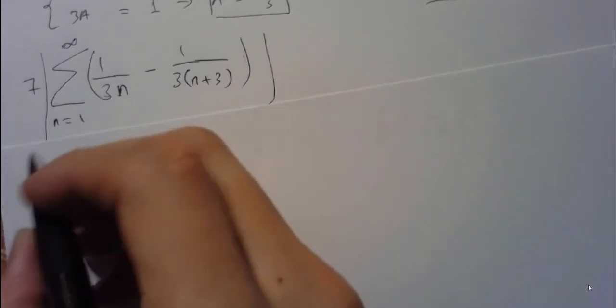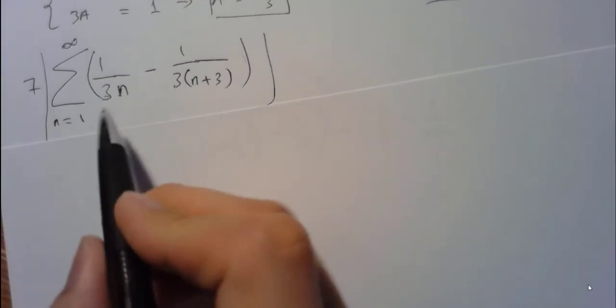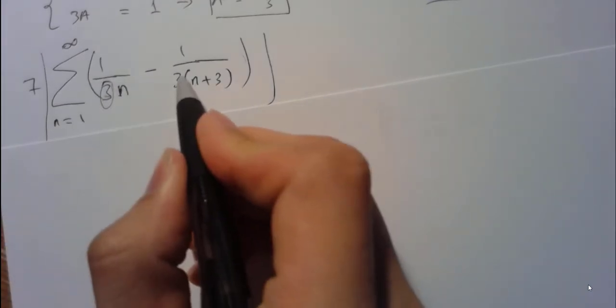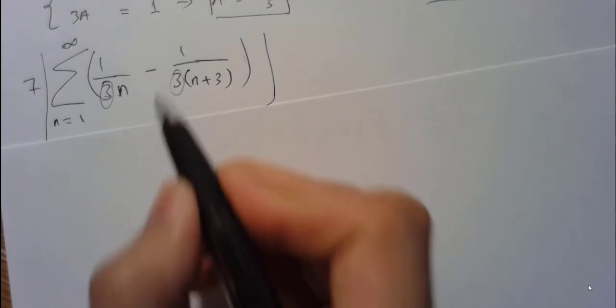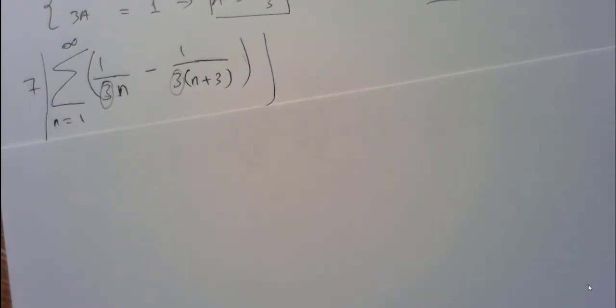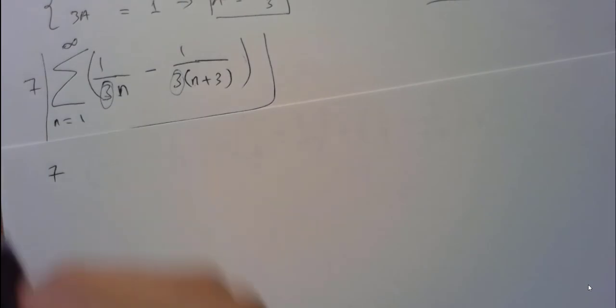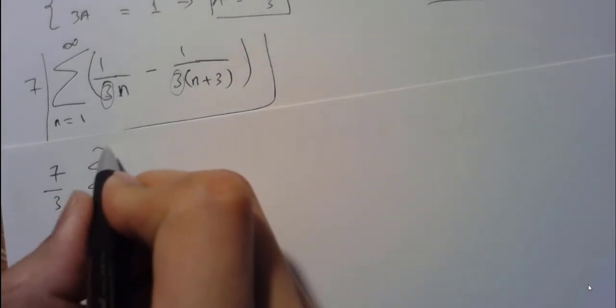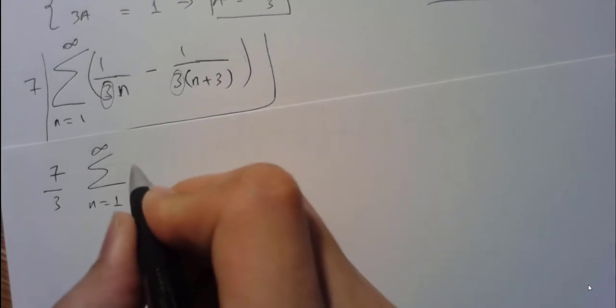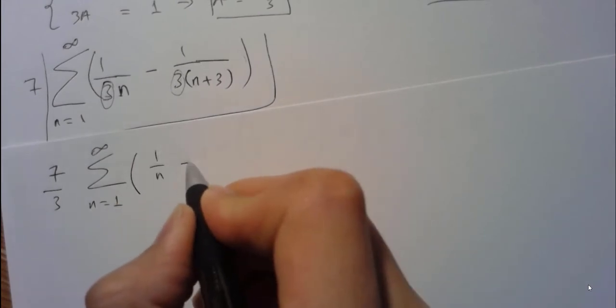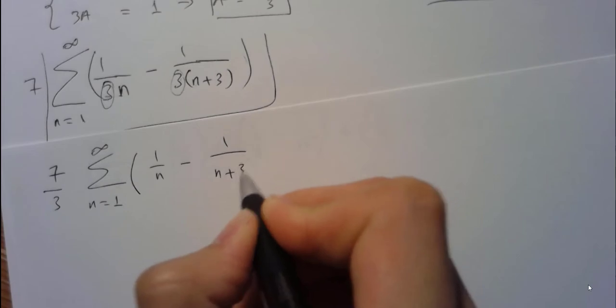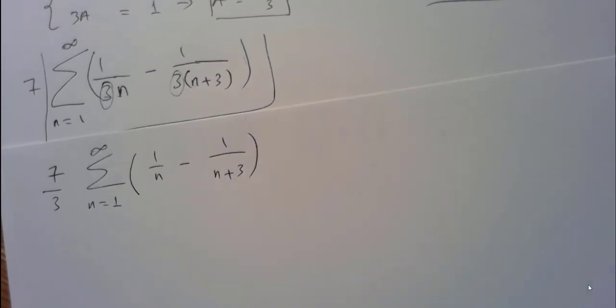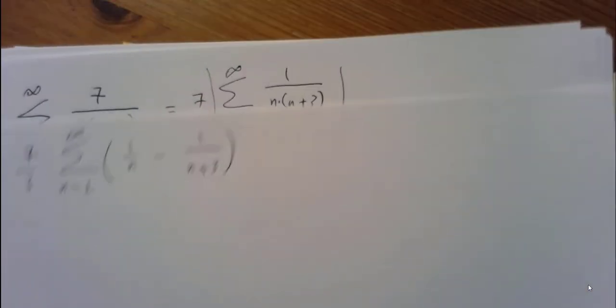Okay, from here, we keep the 7. Now you see that there's a 3 in each term, a 1/3. I can pull out a 1/3 out of the summation notation, right? So now I can pull out the 3 and make it smaller. So inside the infinite sum, I should get 1 over n minus 1 over n plus 3. This looks much easier.